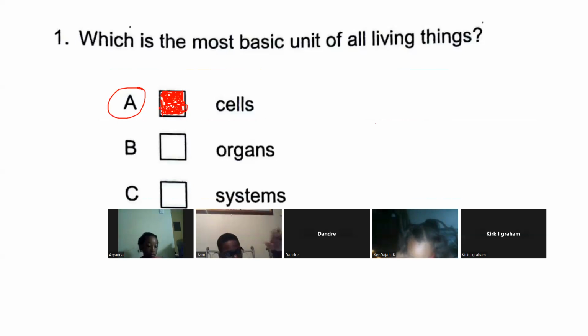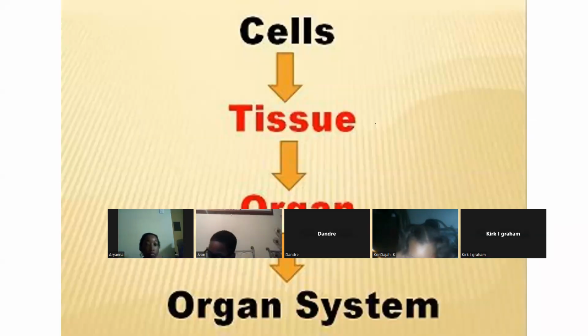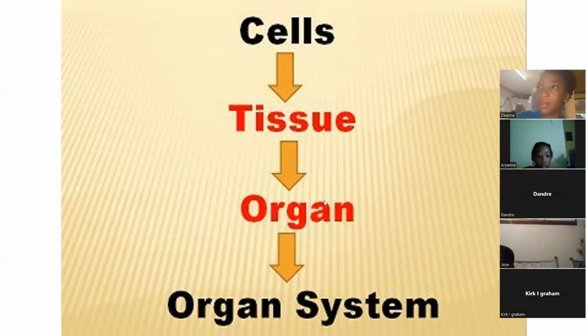All right, so the first thing we have is cells. Cells is the most basic, right? Then after cells are what? Cells come together to make up tissue. Tissues, very good. And then after tissues is organ. And then after the organ is the organ system. Very good. And then the systems come together to form the human being.